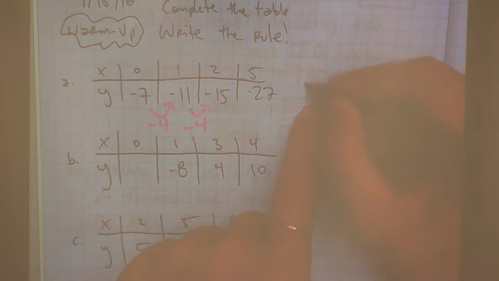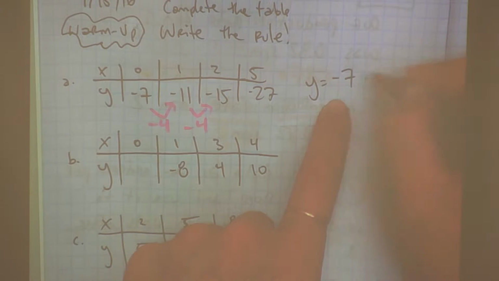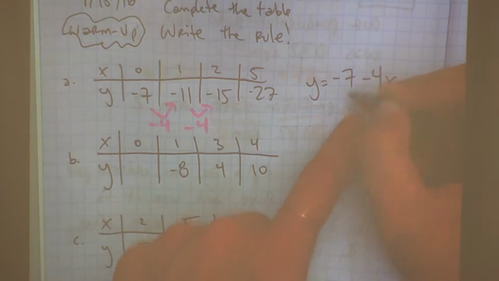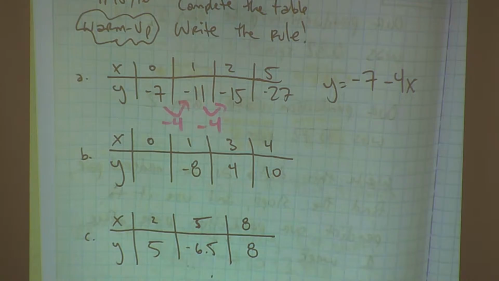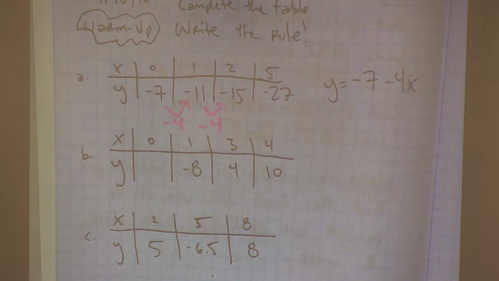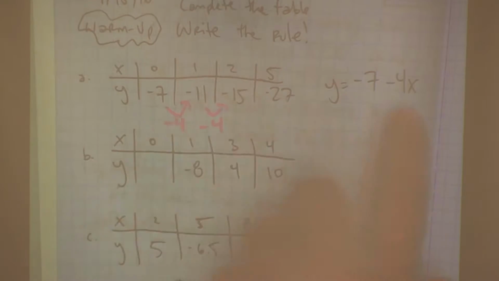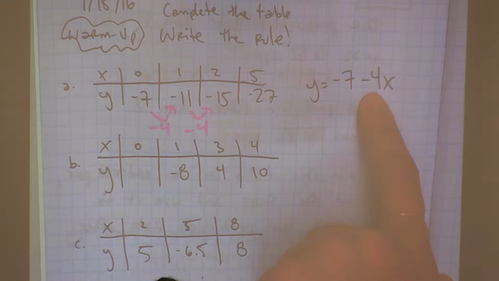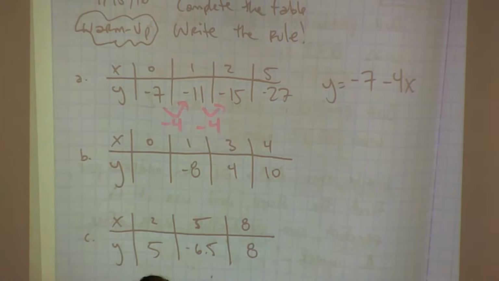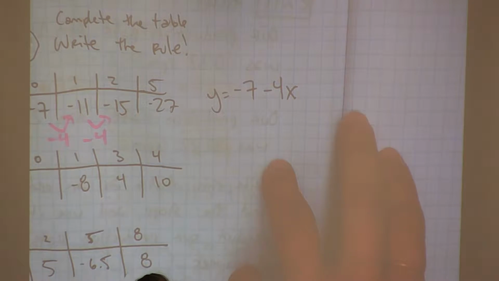And so my rule here, again, would be it starts at -7 and it's going down by 4 each time. That would be the rule. It starts at -7, goes down by 4 each time. Another way to say that, it has a y-intercept of -7 and a slope of -4. Okay? Y-intercept of -7, slope of -4. Okay? Let's talk about graphing that real quick just because we can.